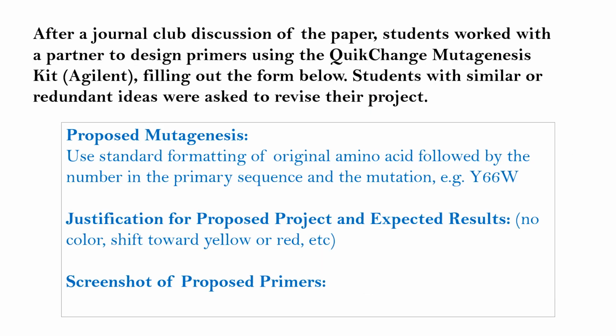So after the journal club discussion, we had to design a primer. This could either target the amino acids within the chromophore or the ones surrounding it. We then had to explain our decisions and give prediction of the possible results, such as a loss or a shift in color. Finally, we needed to provide a screenshot for our proposed primers.